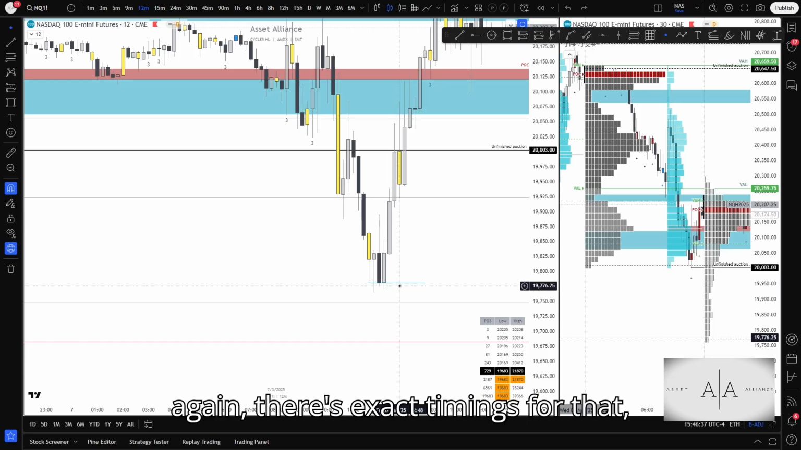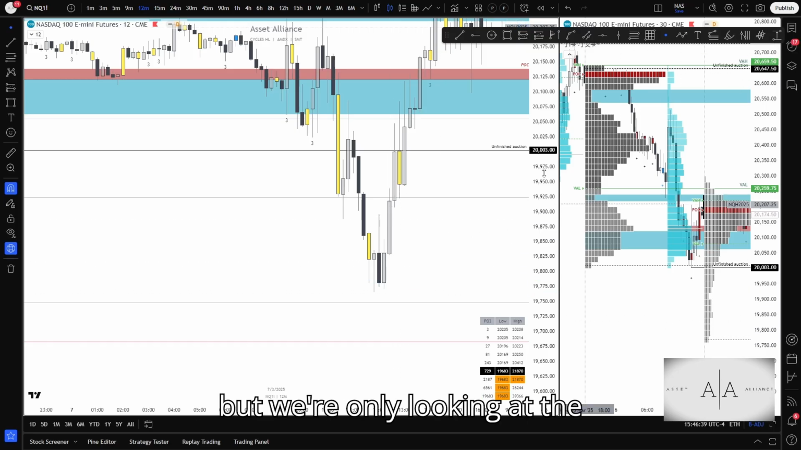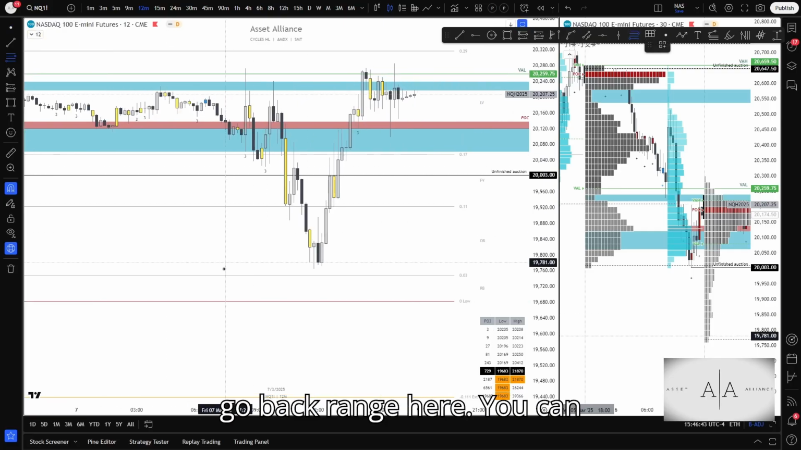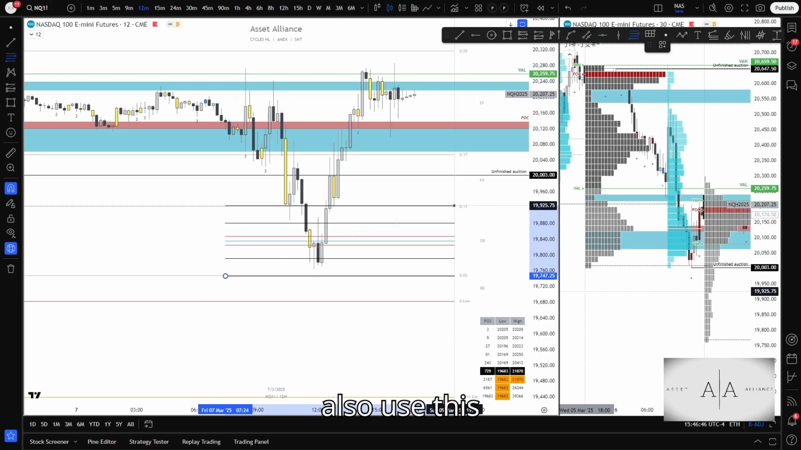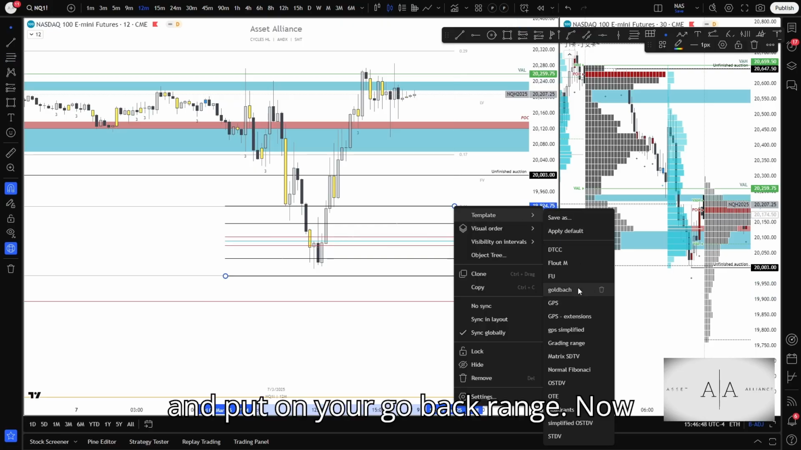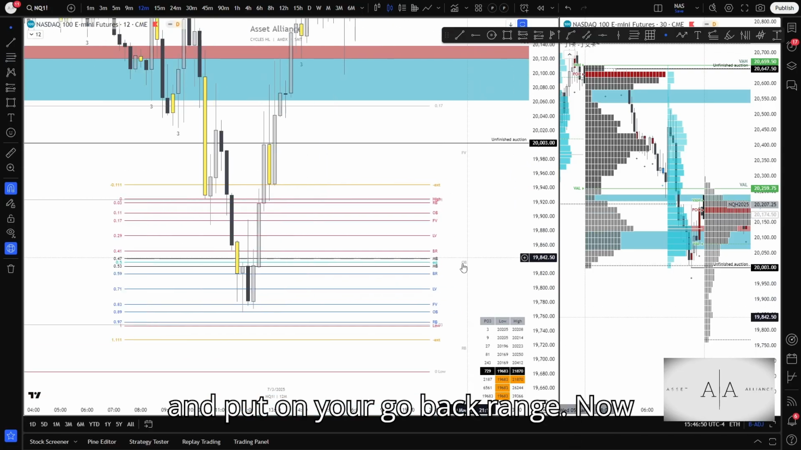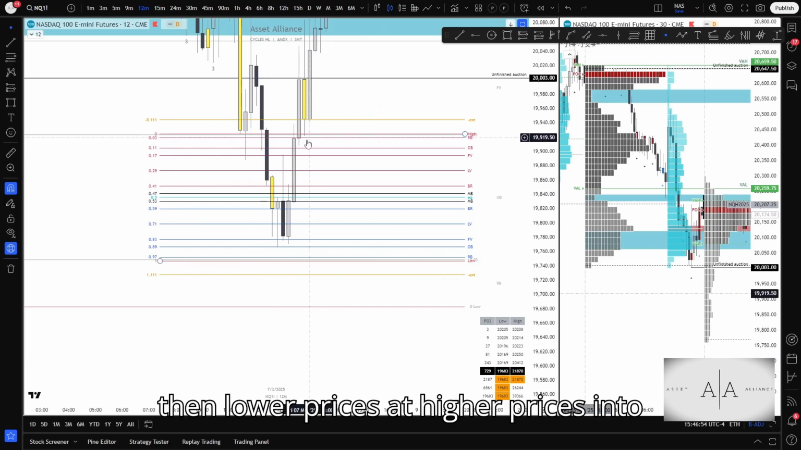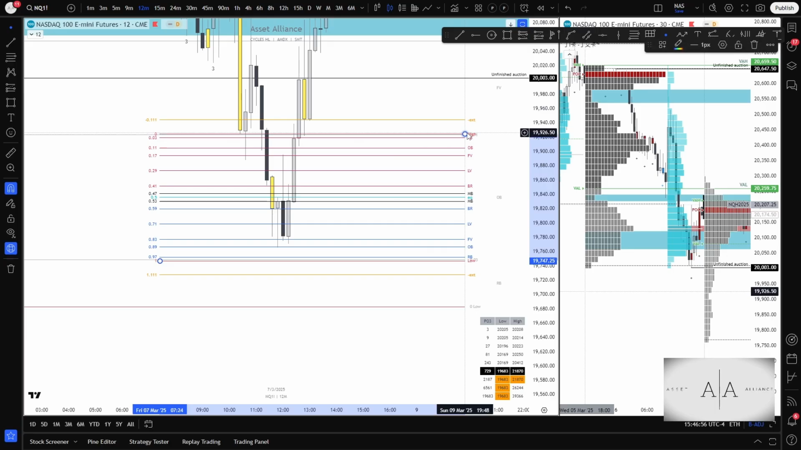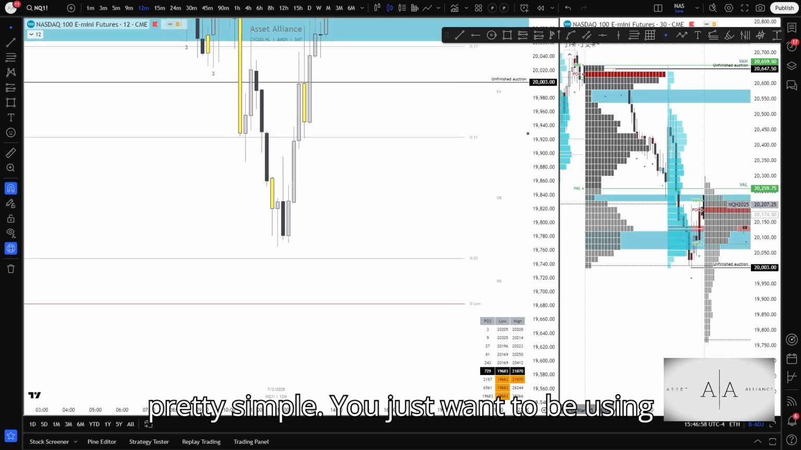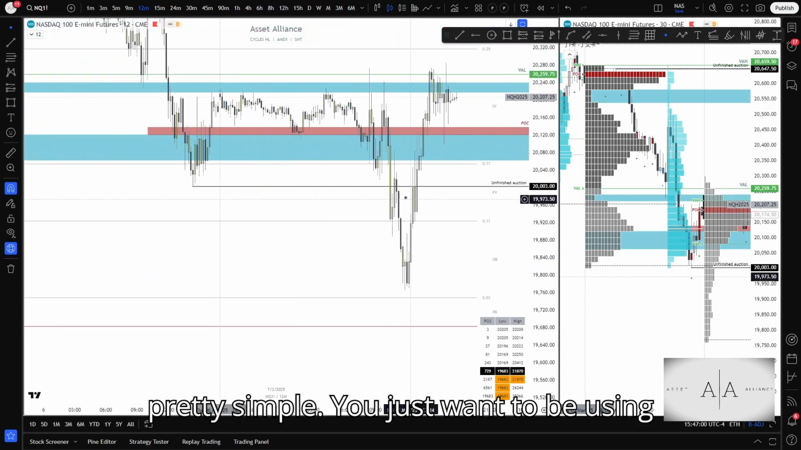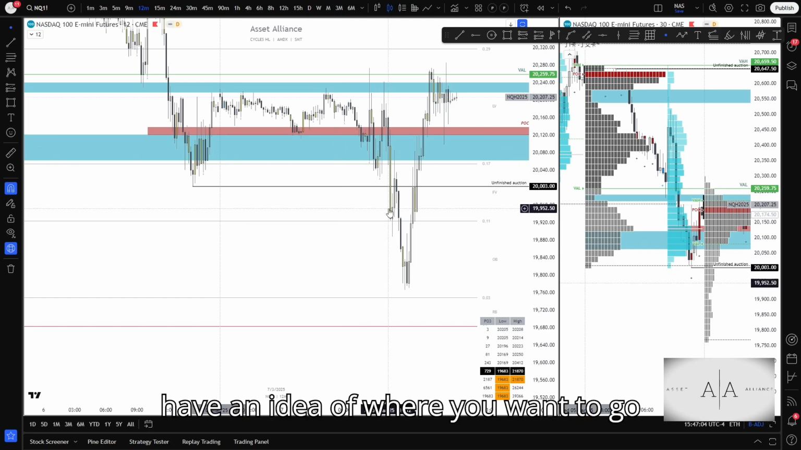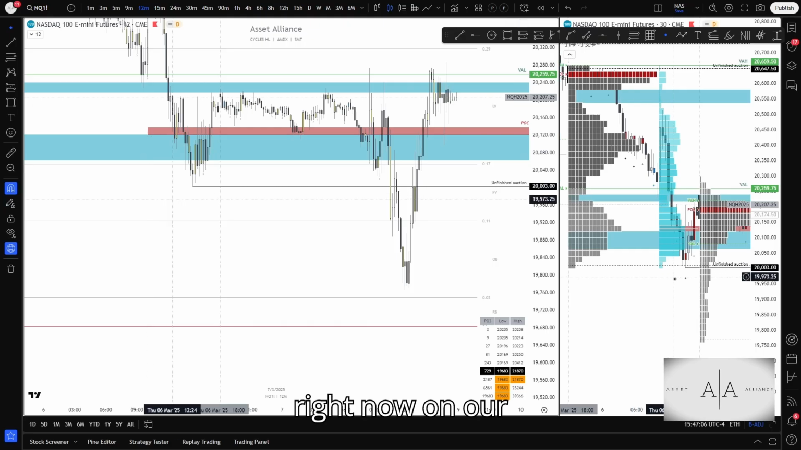Plus 1, sweep the low, couldn't close under it, so then you're expecting a reversal at this point. Now again, there's exact timings for that, but we're only looking at the Goldbach range here. You can also use this and put on your Goldbach range. Now you see we're at the OB partition, but then lower prices, higher prices into our eye. It's pretty simple. You just want to be using TPO as a confluence to help you have an idea of where you want to go, right?